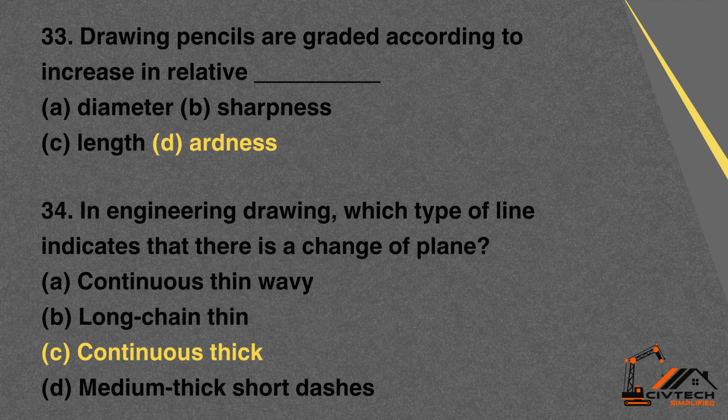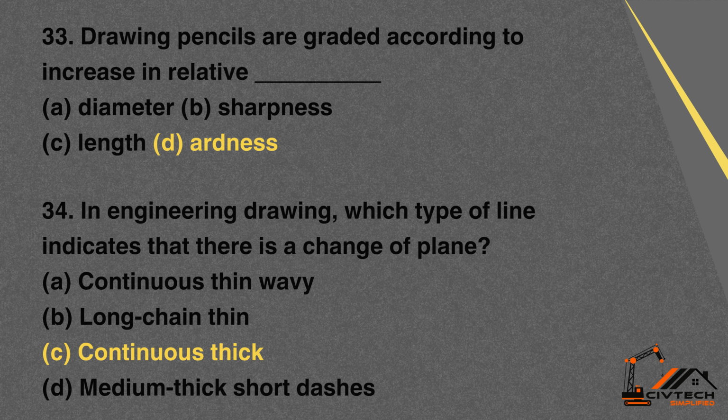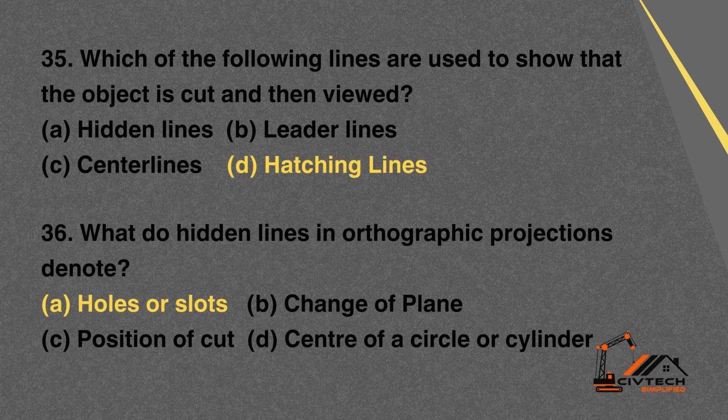34. In engineering drawing, which type of line indicates that there is a change of plane? A. Continuous thin, wavy. B. Long chain thin. C. Continuous thick. D. Medium thick short dashes. Correct option, C. Continuous thick.